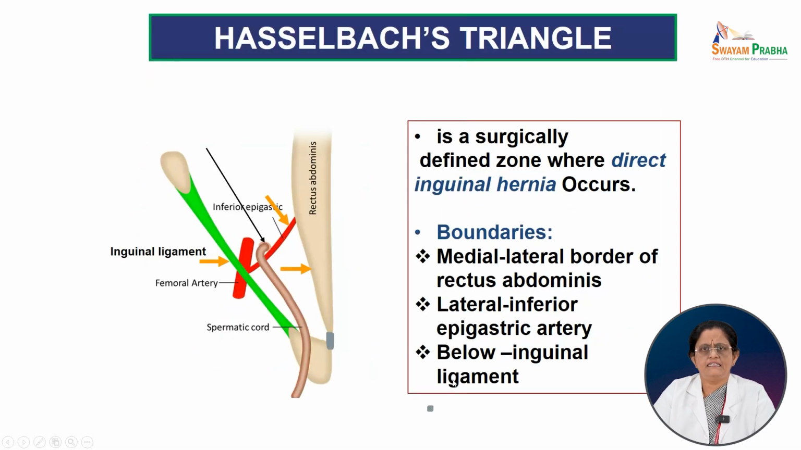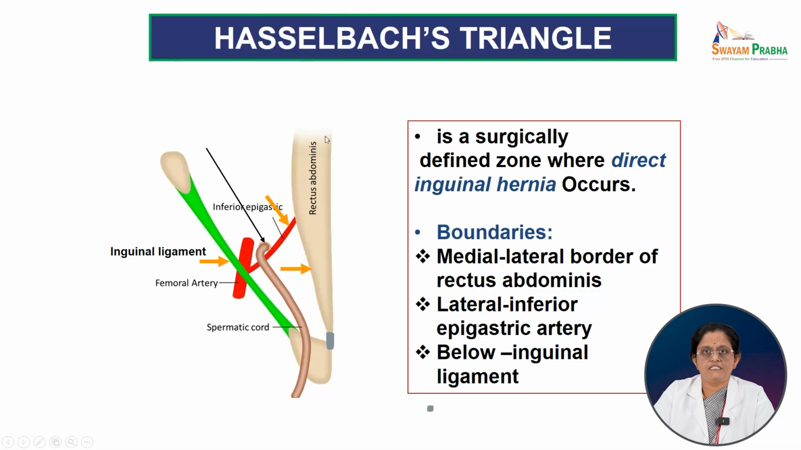To understand the hernia, direct and indirect inguinal hernia, it is very important to understand a triangle which is present here, which is a surgically defined zone through which direct inguinal hernia occurs. This is called Hasselbalch's triangle. So, let us again look at this picture.